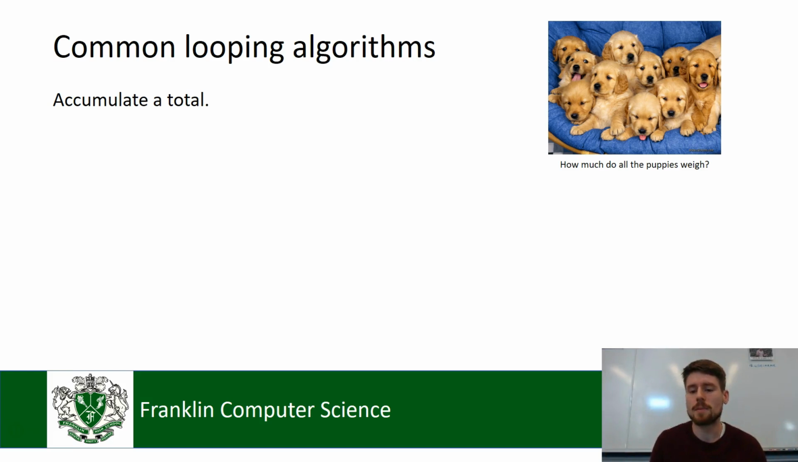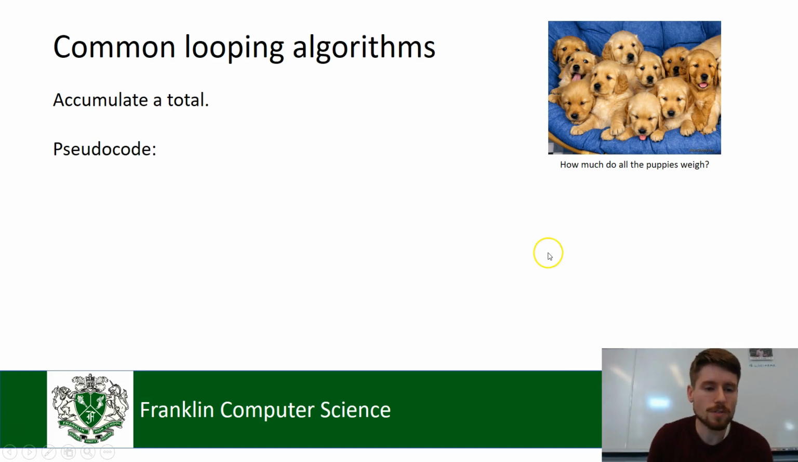I have no idea how much a puppy weighs, but you would ask the user to type in how much does the first puppy weigh? How much does the second puppy weigh? The third puppy, and so forth, until they enter in a 0 or a negative number, and then the program stops and it prints out how much the total puppies weigh.